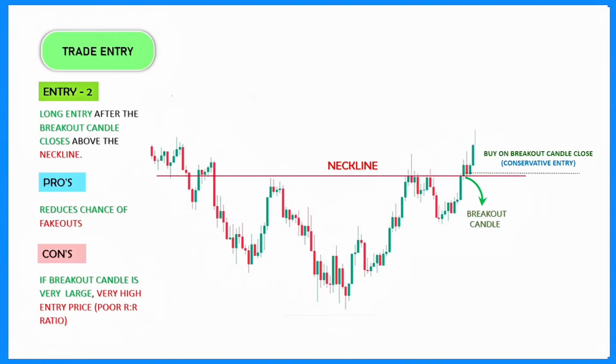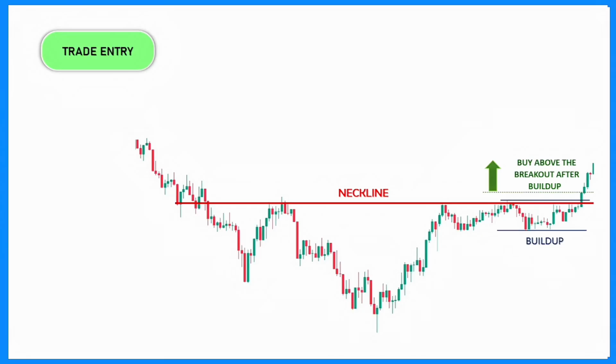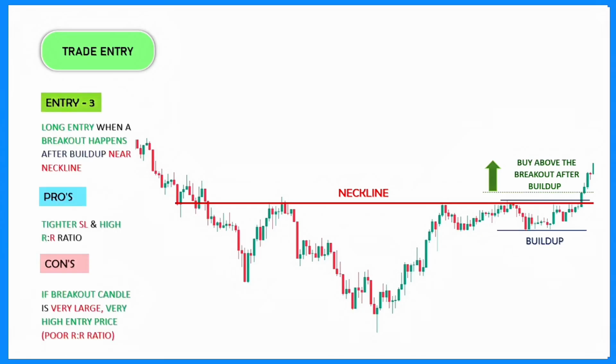The advantage of this method is that you enter very early, often getting one of the best possible entry prices. But the drawback is that it can sometimes turn into a false breakout, and price might reverse to hit your stop loss. The second technique is known as breakout with buildup.